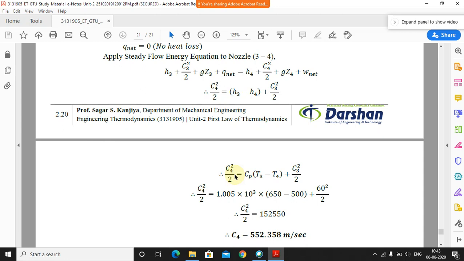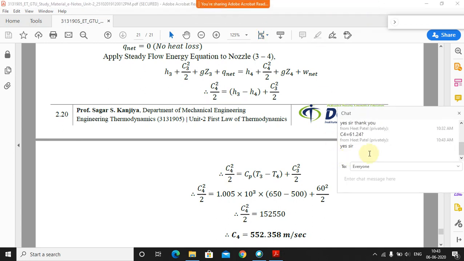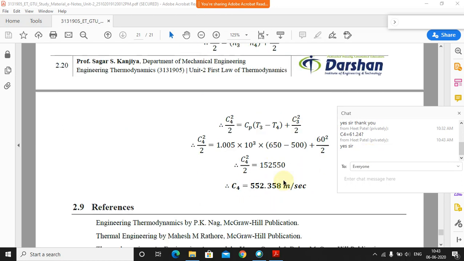Is it the same value? Yeah, fine. What about others? You got the same values? Or did you not solve? Okay, fine, nice. Heath, have you got the same value? 552.